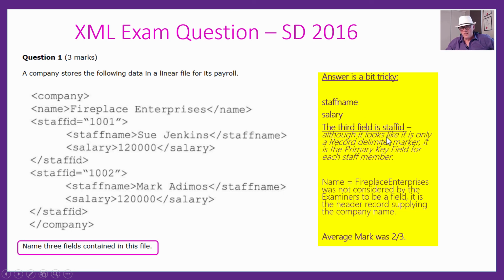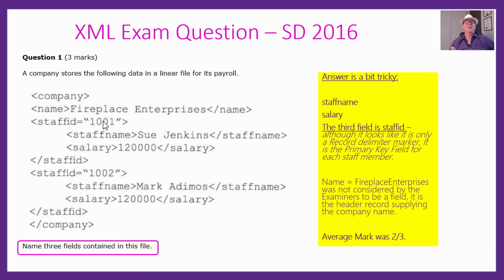Now, this was a tricky question because that looks like it's just the record delimiter. This is where the staff record finishes. This is where it starts. This is where it finishes. But because it had that data in there, the primary key, and we're going to be looking at that in the next lesson for writing XML files, because XML files need to have a primary key in case people have the same names and stuff. But yeah, that's all for the next lesson.